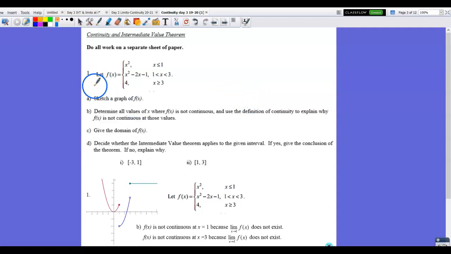In problem number 1, you have a piecewise function comprised of 3 pieces. You have a quadratic, another quadratic, and a horizontal line y equal to 4. The first thing is to sketch a graph of f of x, and of course this is a prerequisite skill. In class we've spent some time talking about the easiest way to sketch that graph. Down here in number 1, you see the red graph is the piece of x squared to the left and including x equal to 1.